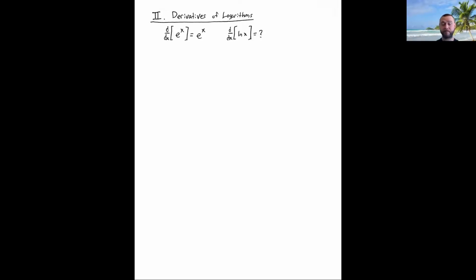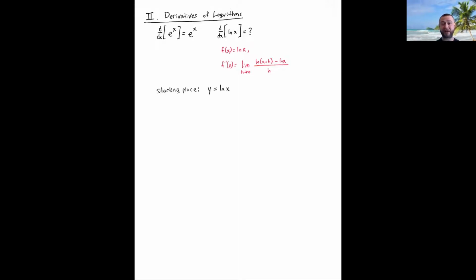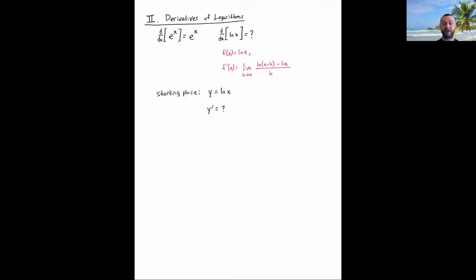That we currently don't know. We could try using the limit definition of the derivative. That's going to get rather messy. So instead, we're going to try to find the derivative of natural log of x using implicit differentiation. All right, so we're going to start with the equation y equals natural log of x. And what we're going to do is convert that into basically implicit form. Now with y as natural log of x, we're interested in finding what is y prime.